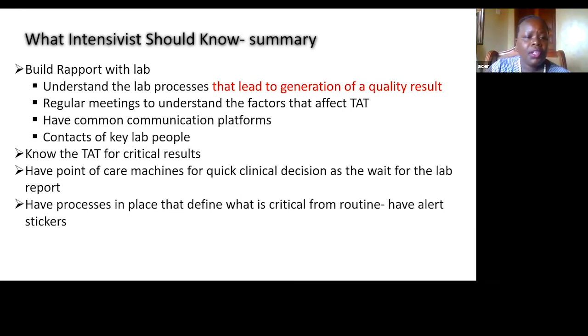So this is a summary of what our intensivist should know. One of them is building rapport with the lab. Please do not go to the lab when you're only complaining.